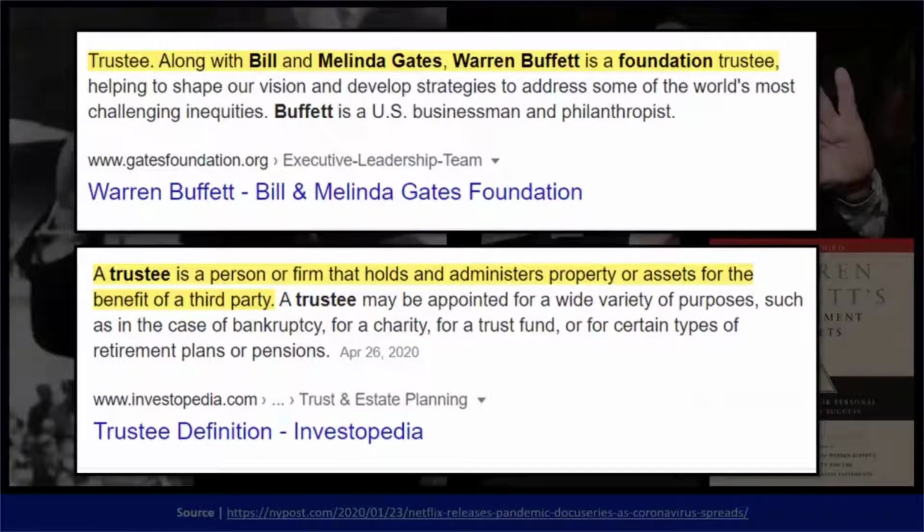So here's something interesting. Who's the other richest person in the world? Well, Warren Buffett, a trustee along with Bill and Melinda Gates. Warren Buffett is a foundation trustee. This is right on gatesfoundation.org. So what's a trustee? A trustee is a person or a firm that holds and administers property or assets for the benefit of a third party. So then Warren Buffett gets to manage whose money? Bill Gates. Obviously, those two are very connected. They're the two richest people in the world on paper at least, and they're both colluding with each other, working through which organization?